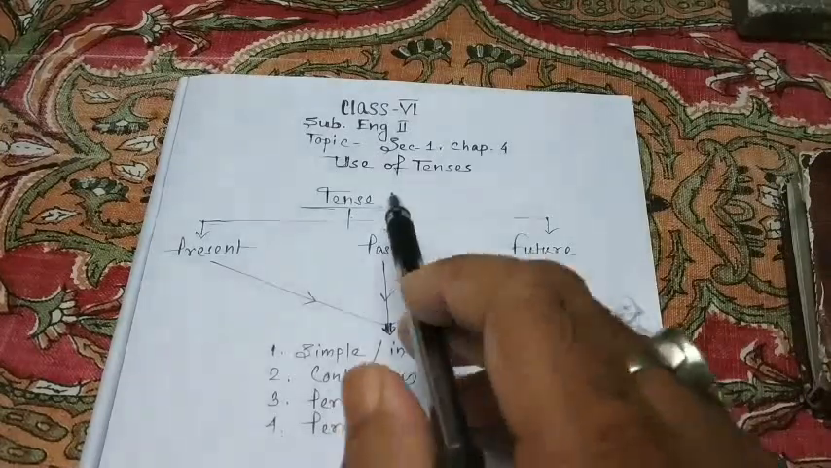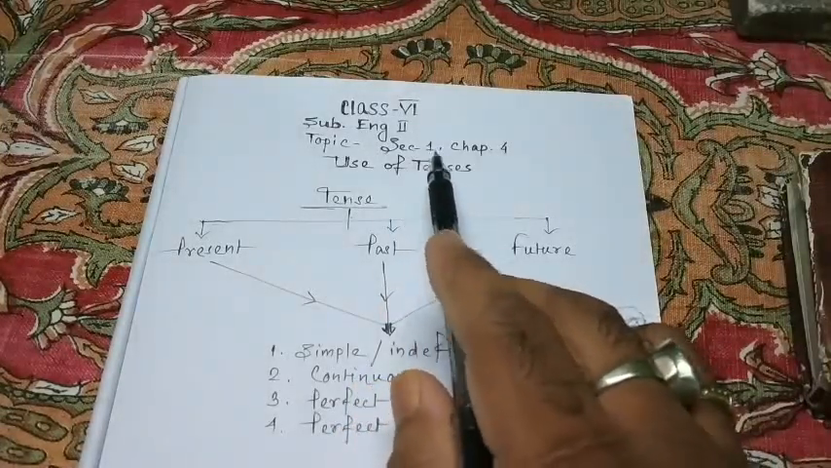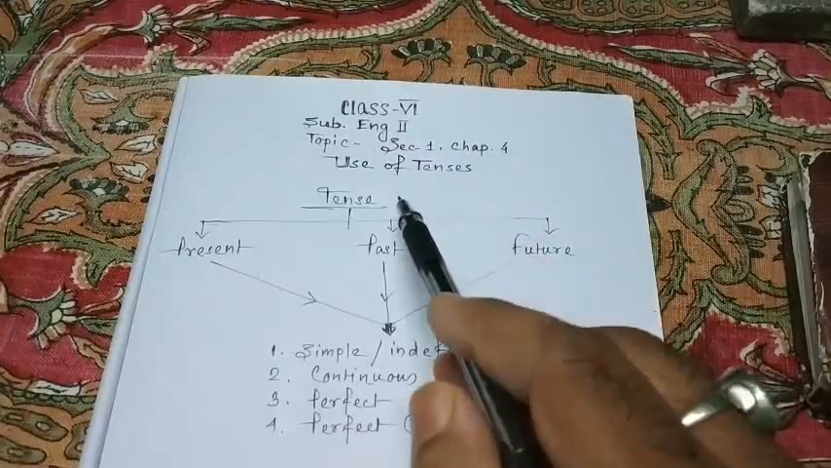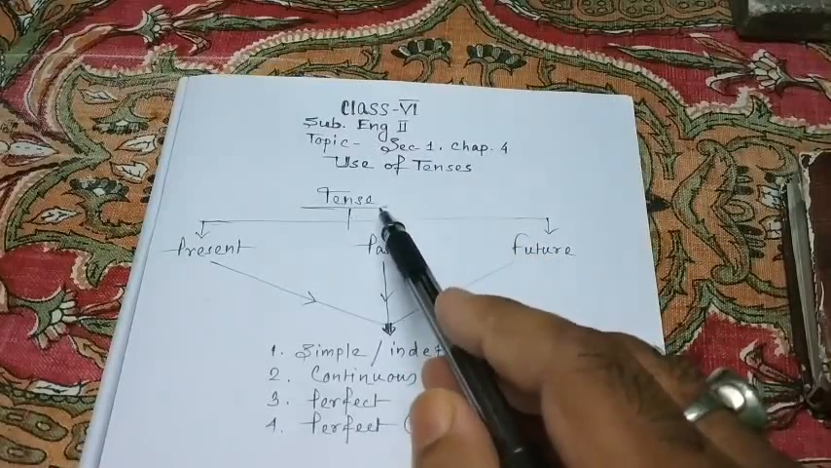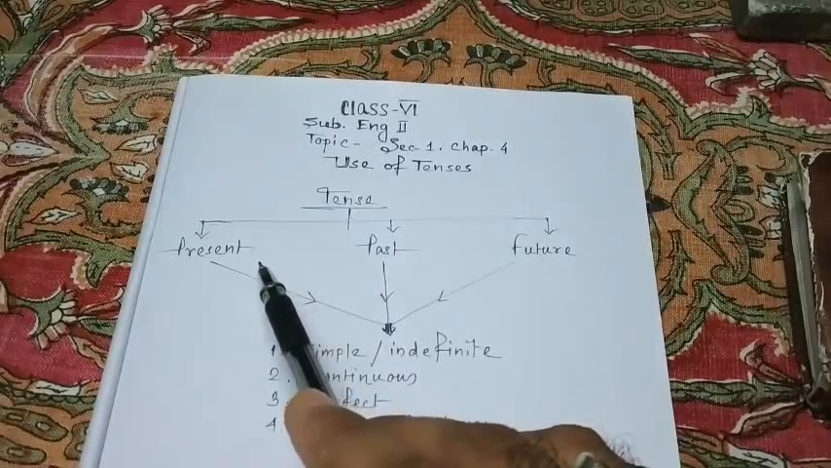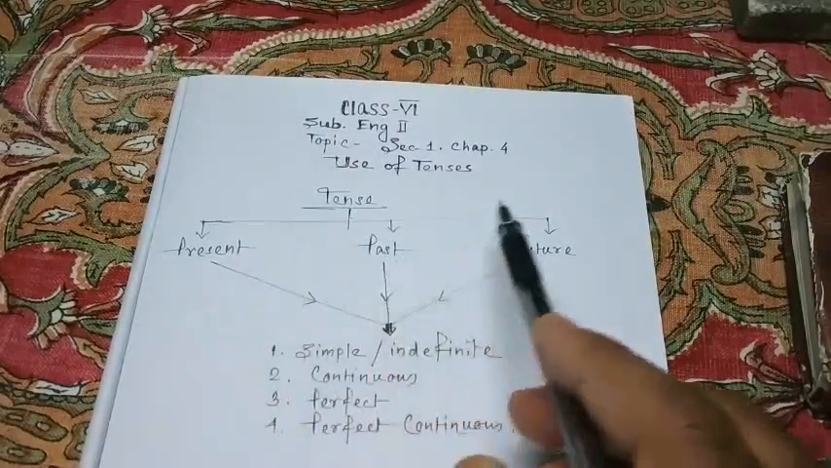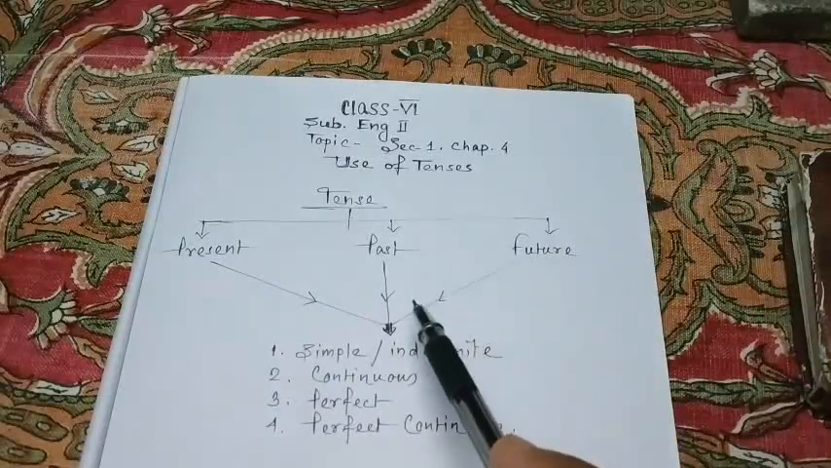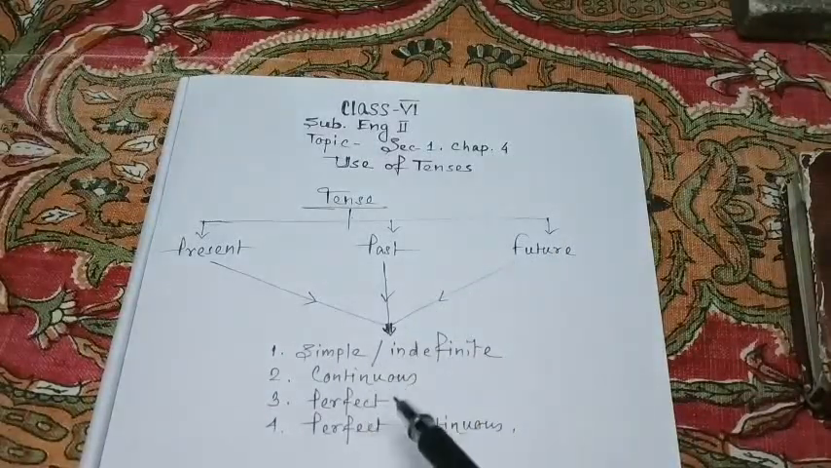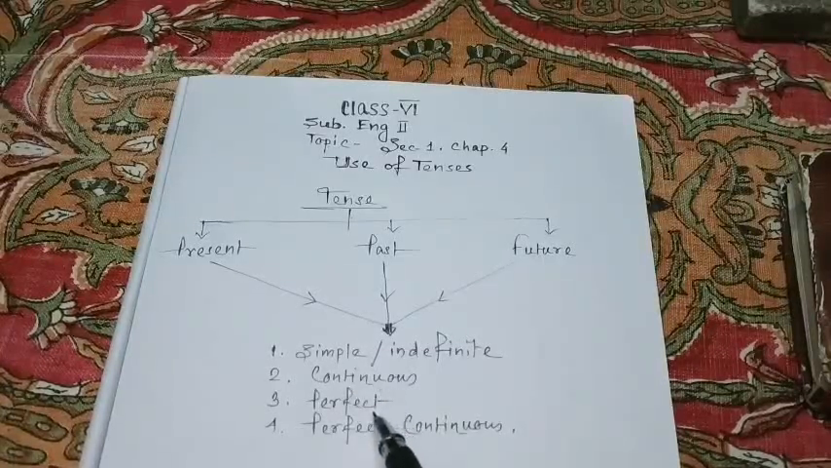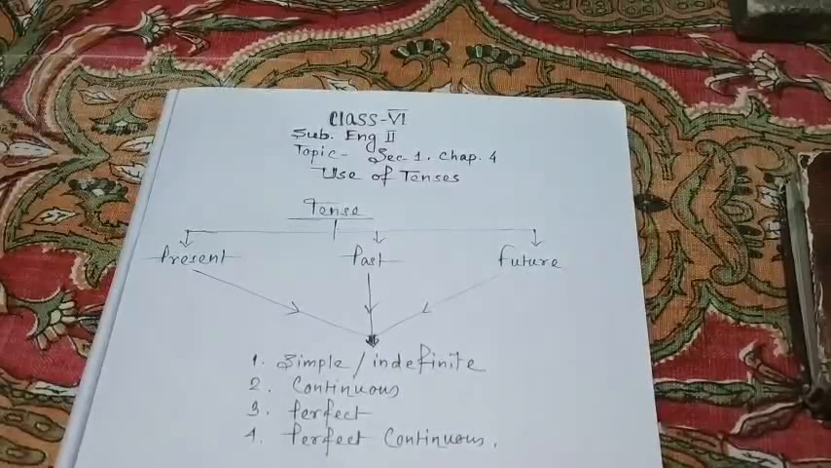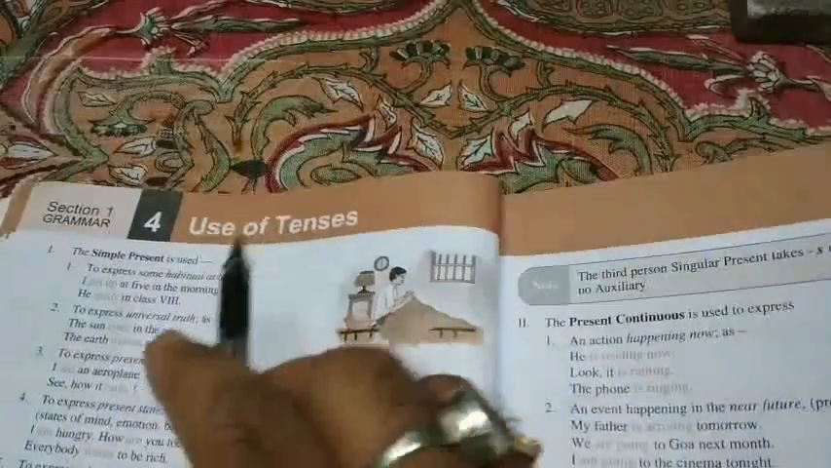Today's topic is use of tenses, section 1, chapter number 4. You have already learned about tense. You know that there are three tenses, present, past, future, and each tense has been divided into four parts: simple, continuous, perfect, perfect continuous. And now we are going to discuss uses of tenses.